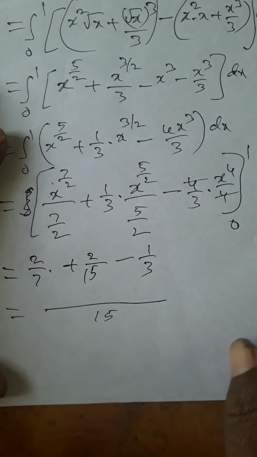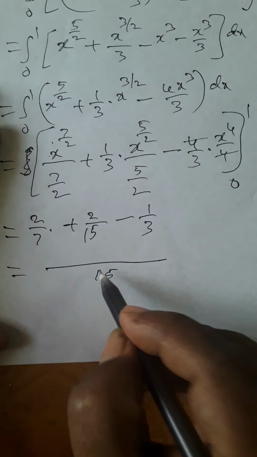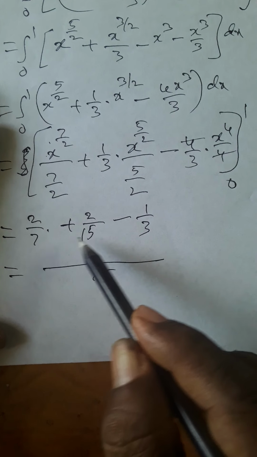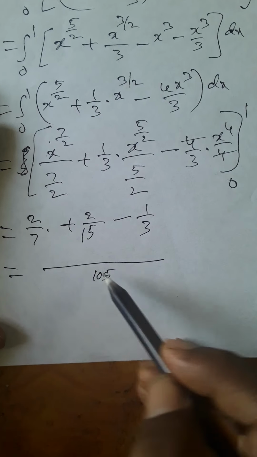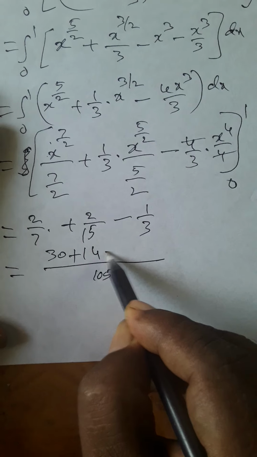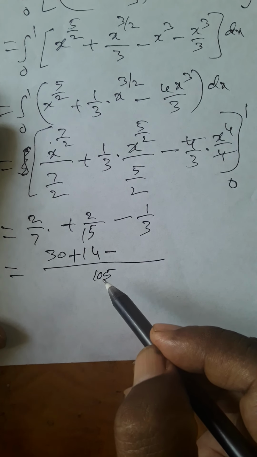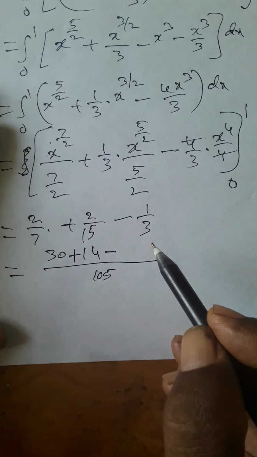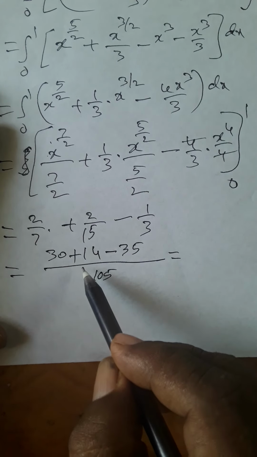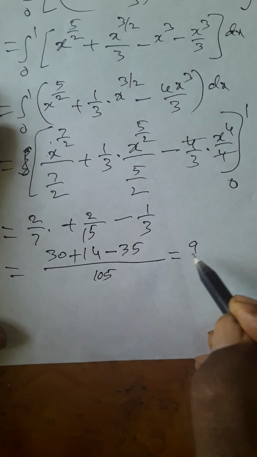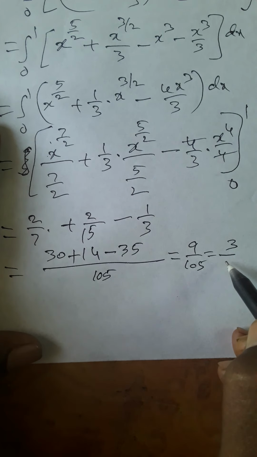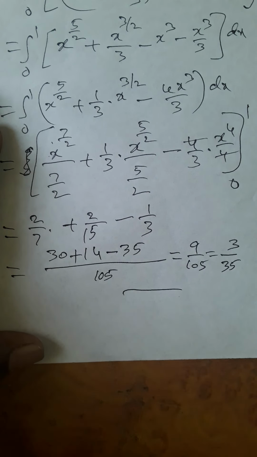The LCM is 105. 7 is there, 7 into 1 is 7; 15, 3, LCM 105. In this, 7 times 15 into 2, 30, plus 14 minus 35 times. So 44 minus 35, 9 by 105. 3 table cancel, 3 by 35. This is your answer.